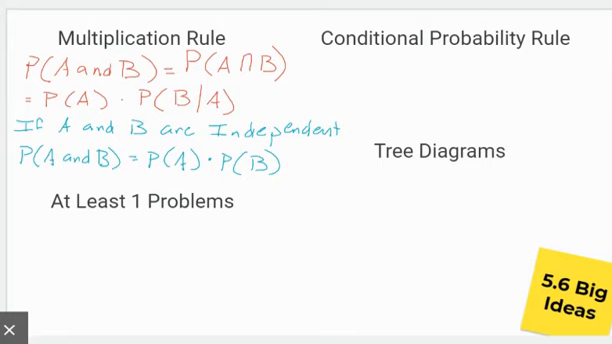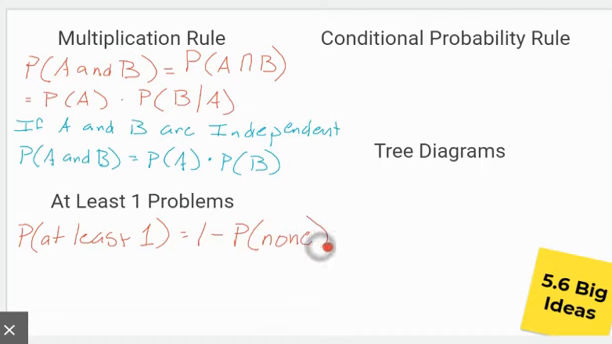All right, so let's move on to these at least one questions. If you see a question that says, what is the probability that there is at least one red marble, or whatever it might be, what you need to remember is this: the probability of at least one is equal to 1 minus the probability of none. That's always going to be the case.